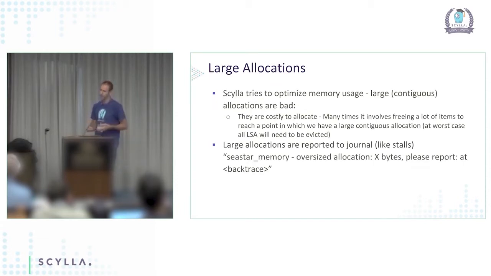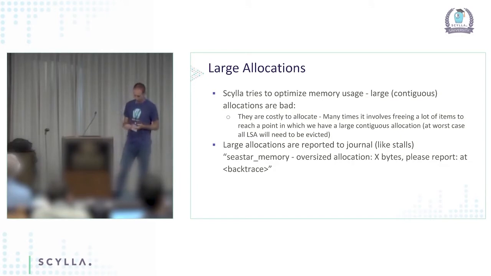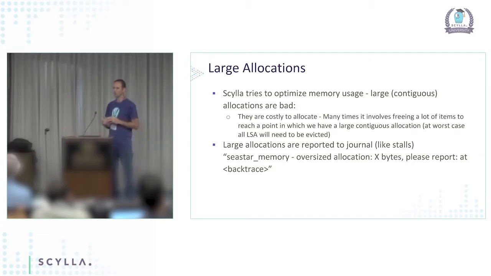Large allocations. Scylla manages the memory, or tries to manage the memory, in a good manner. It means that it breaks up blobs into smaller chunks. It does a lot of things, but large contiguous allocations are bad. They're bad because they take a lot of time and a lot of space. To reach a large contiguous allocation, we may need to free a lot of space as well, until we get that large buffer that we can write to. So large allocations are bad.